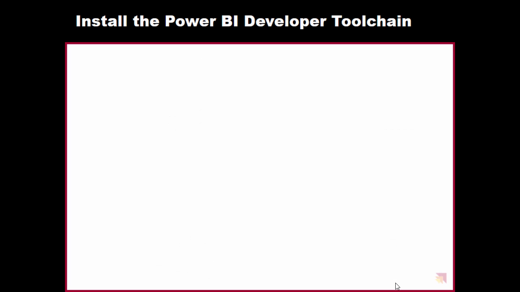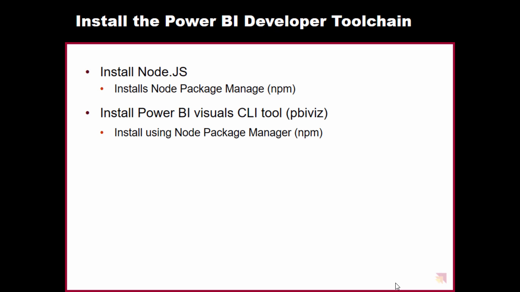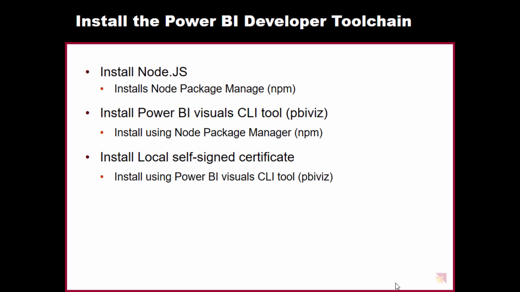Okay, now we have to install the Power BI developer toolchain. For the classic Visual Studio developer, this is going to be a brand new experience. So you're going to start by installing something called node.js. When you install node.js, it installs the Node Package Manager. Then you're going to install the Power BI Visual CLI tool. I'm just going to call that one the pbiviz utility. Once you've done that, you have to do this one-time operation on your dev machine to install a self-signed certificate. Basically, so when you're doing debugging and your files are being served out of localhost, that you can use HTTPS instead of HTTP.